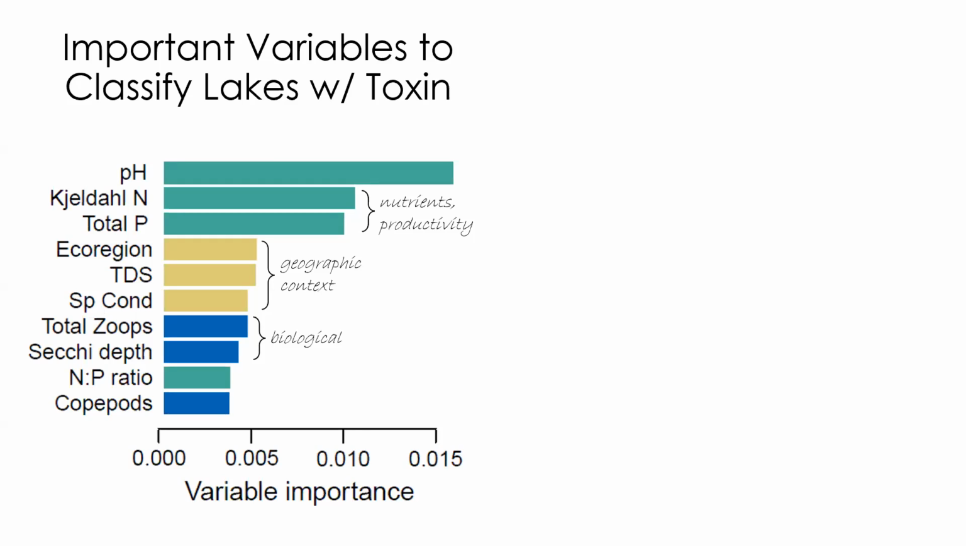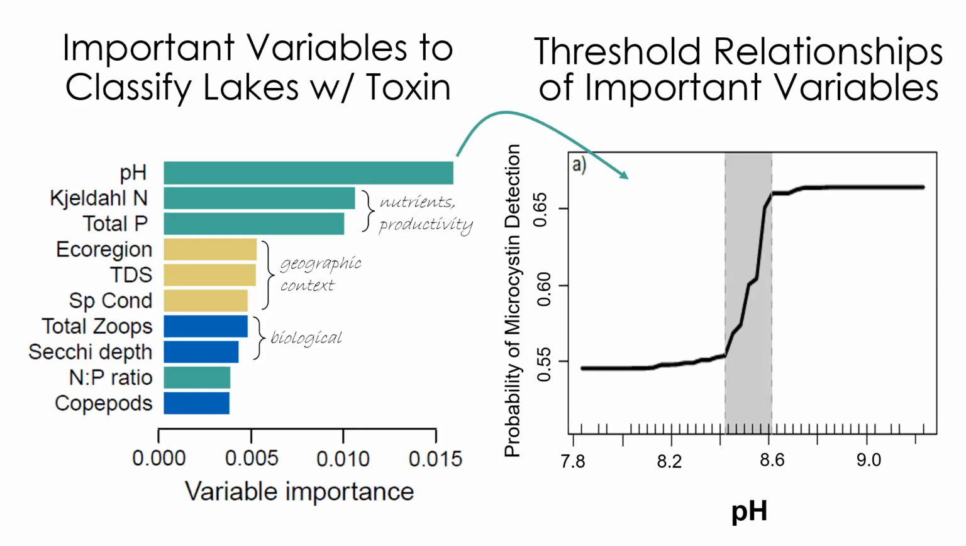And so while we could pick apart each one of these variables in terms of how they relate to the probability of detecting microcystin, I just want to focus for the sake of time today on the top most important predictor, pH, and this really interesting threshold relationship. It really surprised me to have pH be the most important variable for classifying whether a lake was going to have detectable versus non-detectable microcystin. And as you can see in this partial dependence plot here, the probability of microcystin detection has this really strong threshold relationship with pH, such that at lower pHs, the probability is lower. Then there's this sharp increase in probability between 8.4 and 8.6.